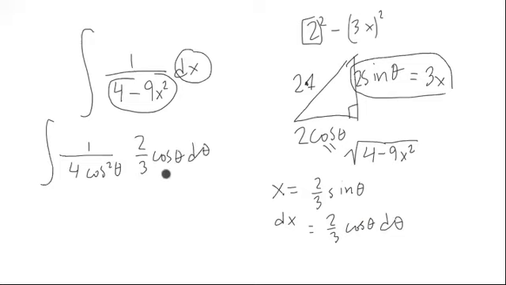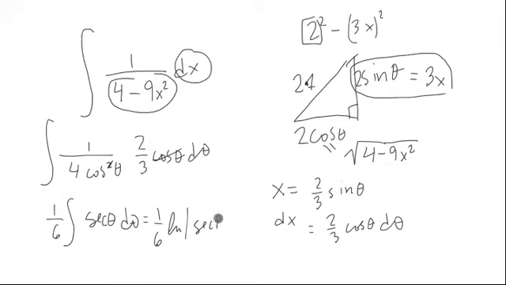Then notice that this cosine cancels with that square, and then we're left with 1/6 on the outside. The integral of 1 over cosine is just secant theta d theta, and this looks a lot like the last one that we did: 1/6 natural log of secant theta plus tangent theta, plus c. And then we can replace.